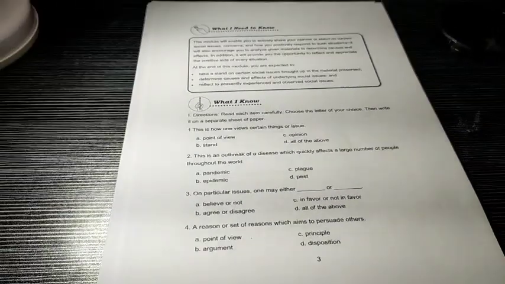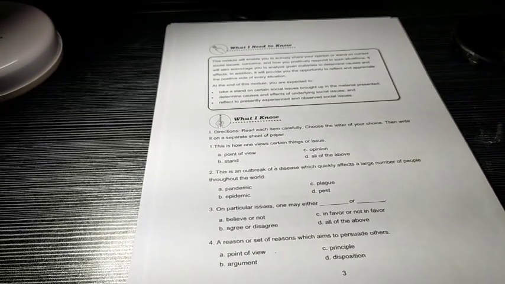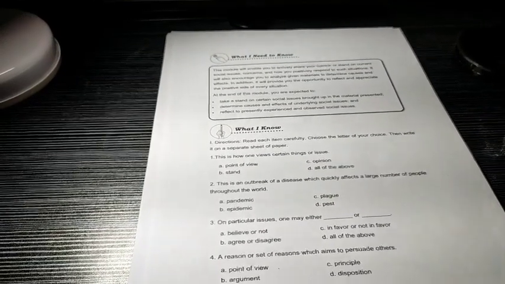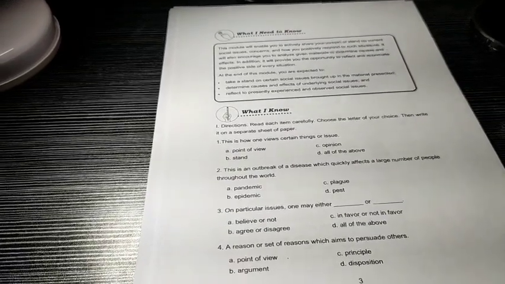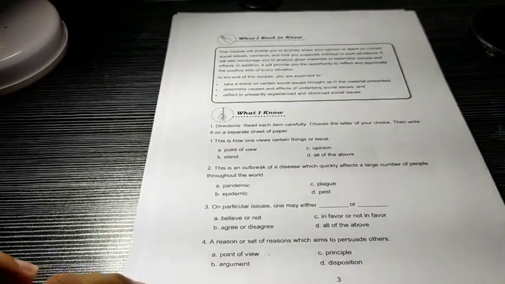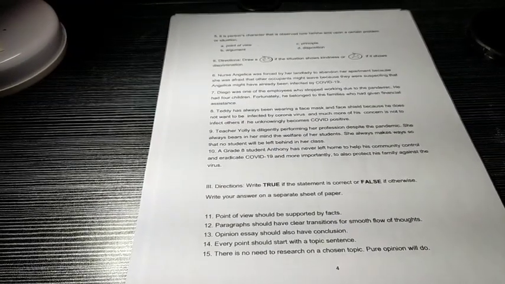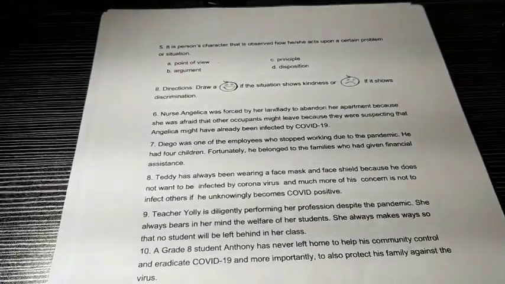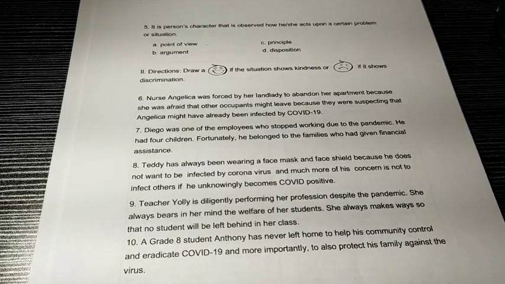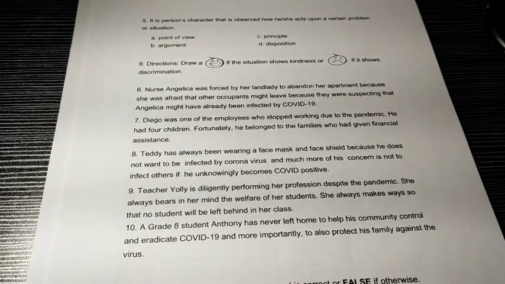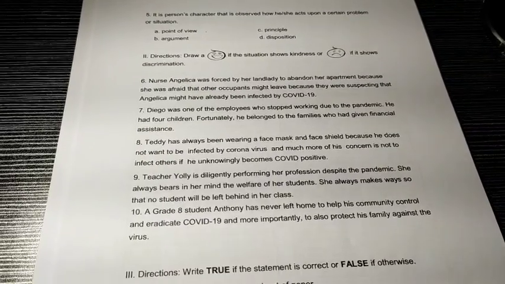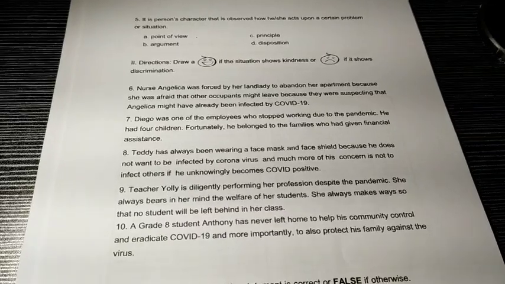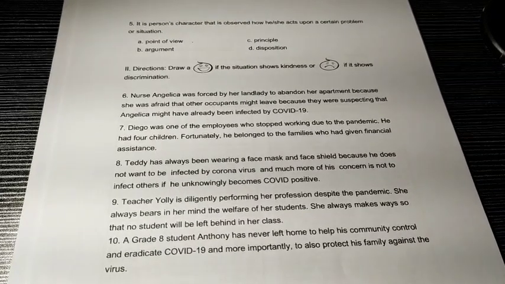So, what I know, same thing: you will write the letter of the correct answer in each number. You will choose from letter A, B, C, or D. That's 1 to 5, multiple choice. While in numbers 6 to 10, you will write or draw a smiling face if it is showing kindness, while a sad face if it is showing discrimination. So kindness, smiling face; discrimination, a sad one.